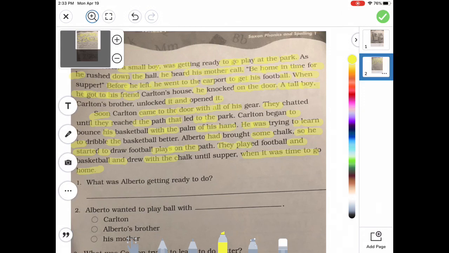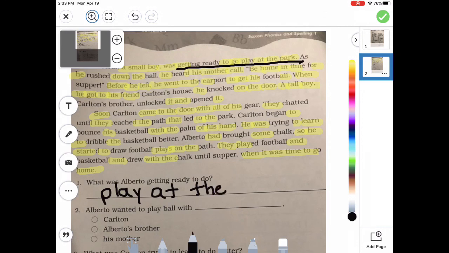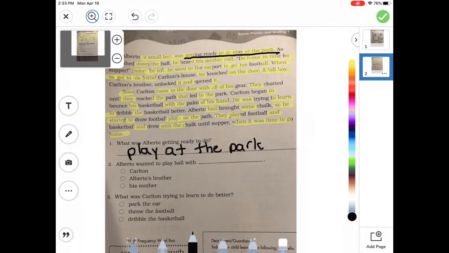Okay, so what was Alberto getting ready to do? So it says getting ready to play at the park. Play at the park. Very good. All right, Alberto wanted to play ball with Carlton, Alberto's brother, or his mother? Who did he want to go to? He wanted to play ball with Carlton, that's right.